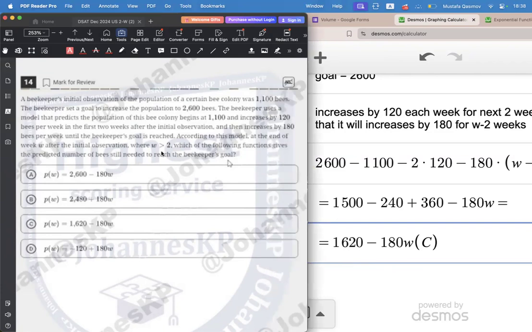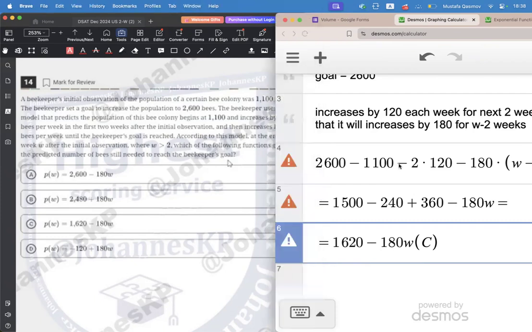Okay, you can think like that. Because the function must show us number of bees needed to reach his goal, it must be decreasing. Because it's decreasing, it must be A or C. And because we have 2600 here, A is not correct, so answer is C. You can also think it like that.